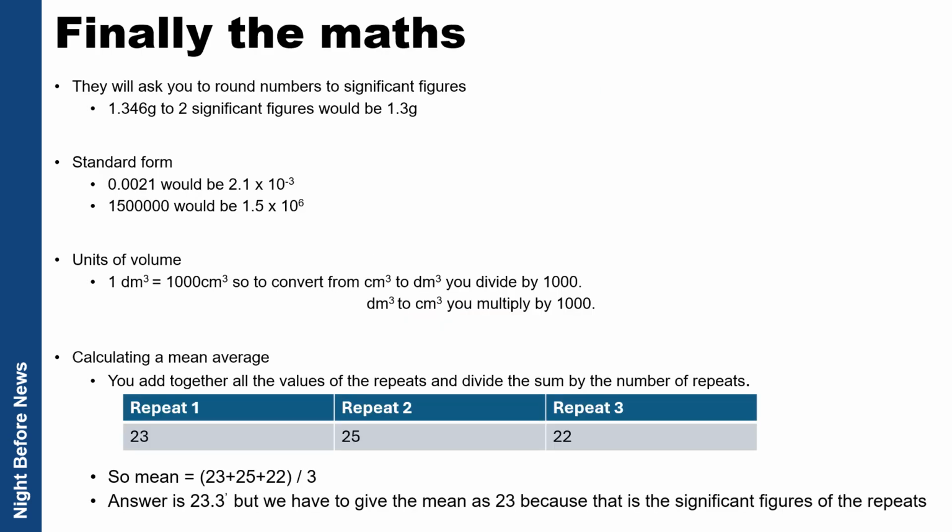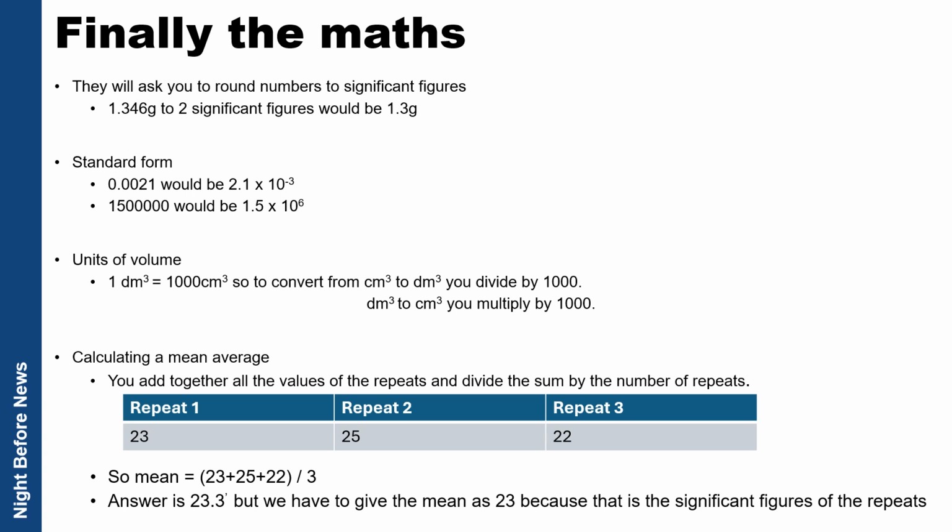Finally, the maths. So they might ask you to round to a certain number of significant figures. So here we've got 1.46 and they want it to 2 significant figures. So the first 2 values that occur. So we look at the 4 here, and because that's lower than 5, we're going to round it down to 1.3. They'll also ask you to look at standard form or give answers in standard form.